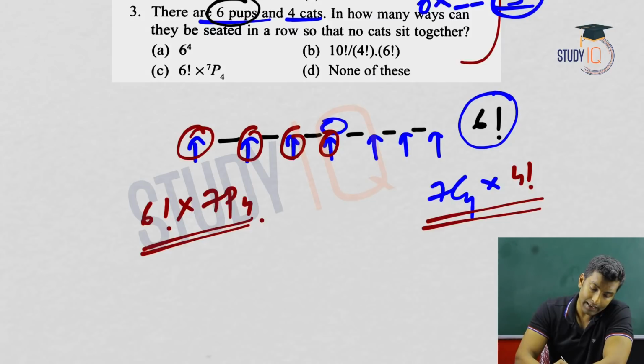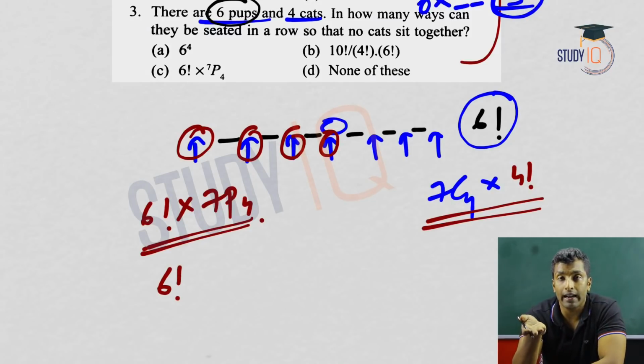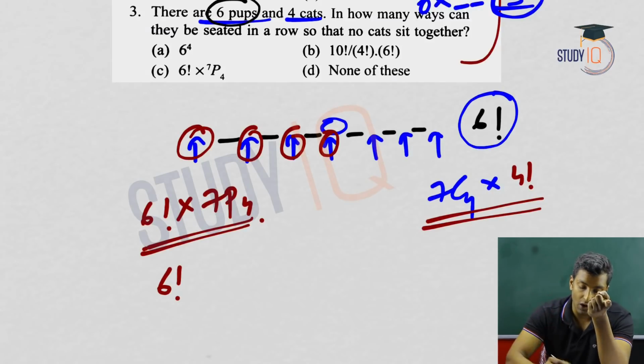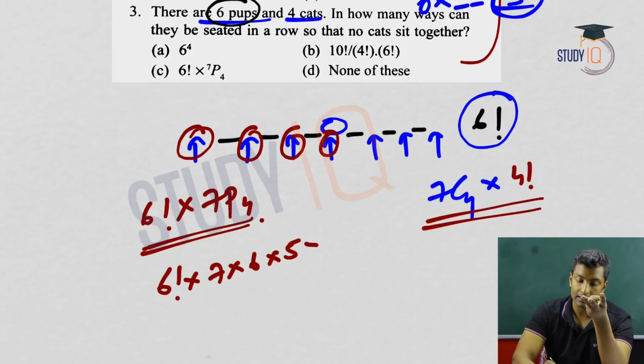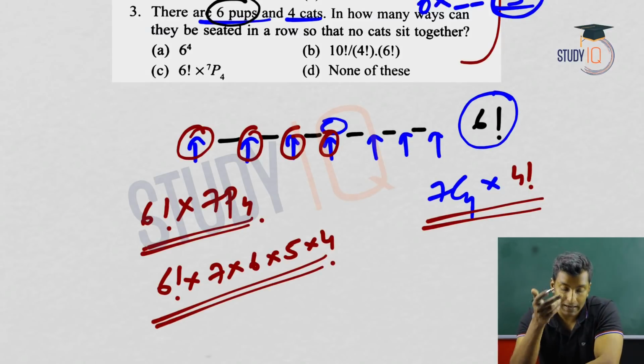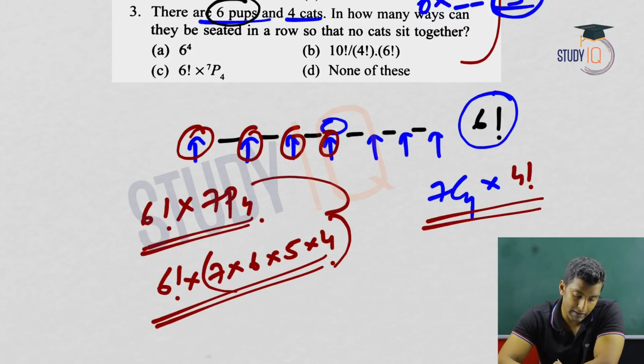Or you will directly write 6 factorial ways I can arrange the pups, then 7 places left out. The first cat can be placed in how many ways? 7 ways. Second cat in how many ways? 6 ways. Third cat in how many ways? 5 ways. Fourth cat in how many ways? 4 ways. So this is also your answer: 6 factorial into, which is nothing but 7P4 only.